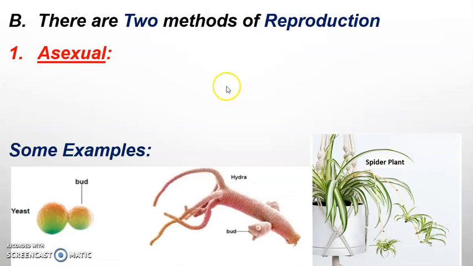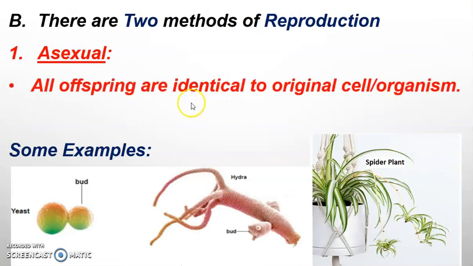For asexual reproduction, this refers to pretty much the offspring being 100% identical to the original cell.